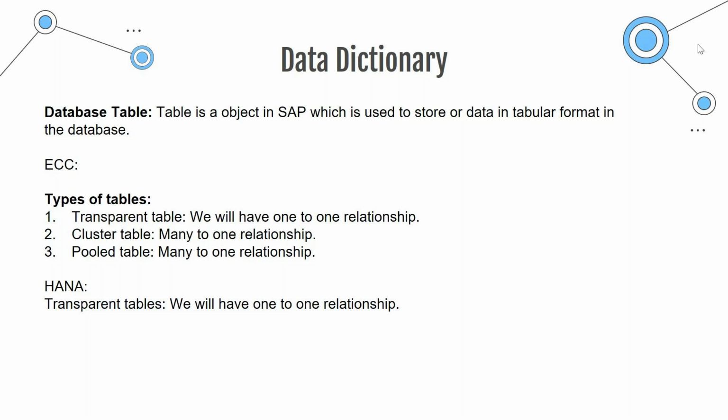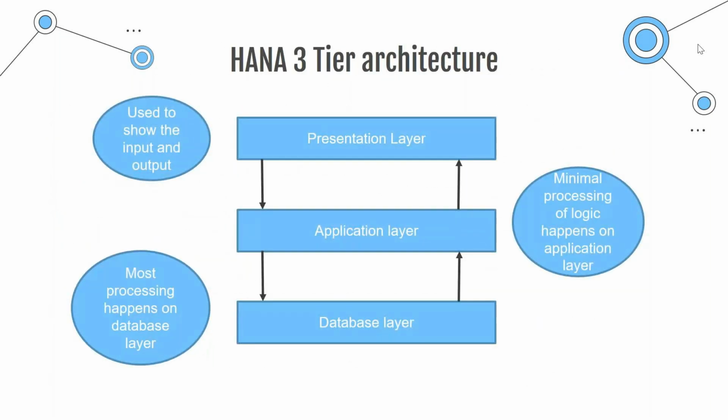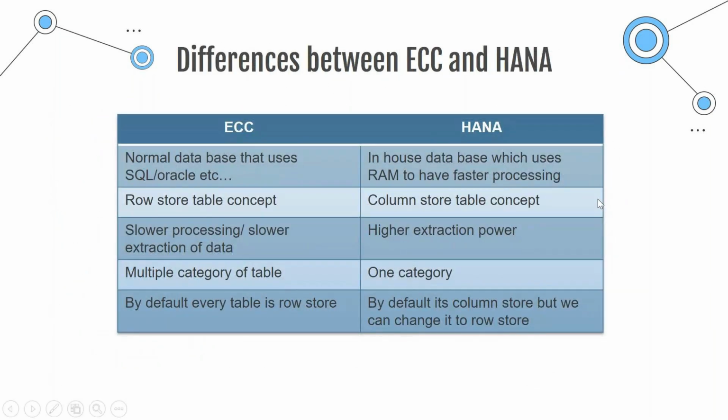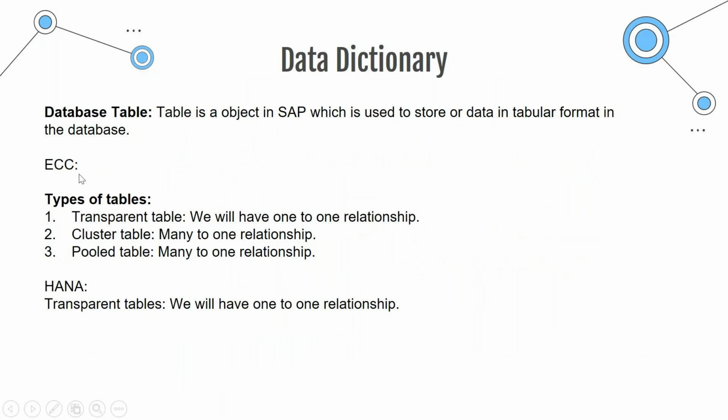Now, earlier when we talked about the differences between ECC and HANA, I told you that in the ECC system we will have multiple categories of tables, whereas in the HANA system we will only have one category. Correct? So that's what this line here is. In the ECC system we have three types of tables, whereas in the HANA system we will only have one single type. So why three types, and why only one type in HANA?